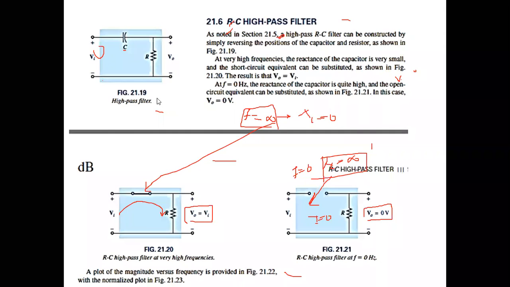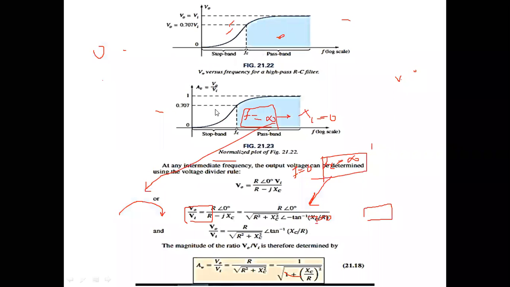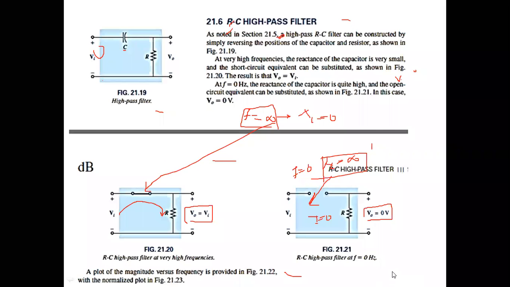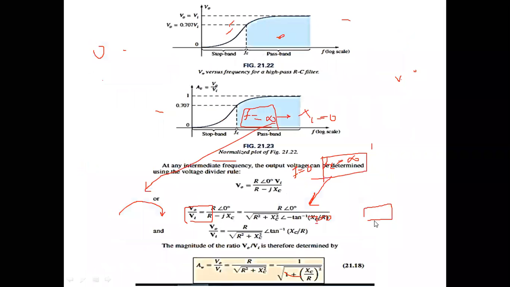So let's have a look at the graph of voltage versus frequency. For high frequencies, V naught is equal to Vi, as we have discussed in the previous slide, and for low frequencies, f is equal to 0, V naught is equal to 0. So that will be the curve for the high pass filter.